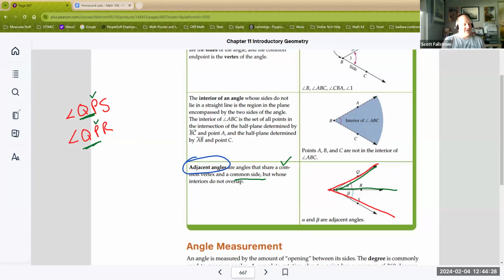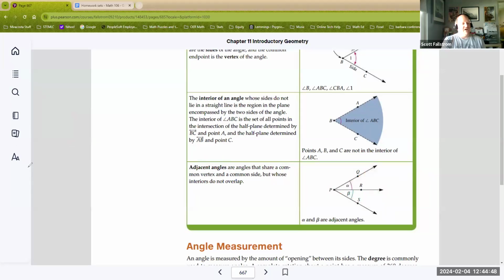But there's one additional piece. The interiors cannot overlap. So the QPR interior is up here in yellow. But QPS interior is all of this. And you can see yellow and blue make green. We've got some green in there and we cannot have that. So you have to be careful with how you define them.